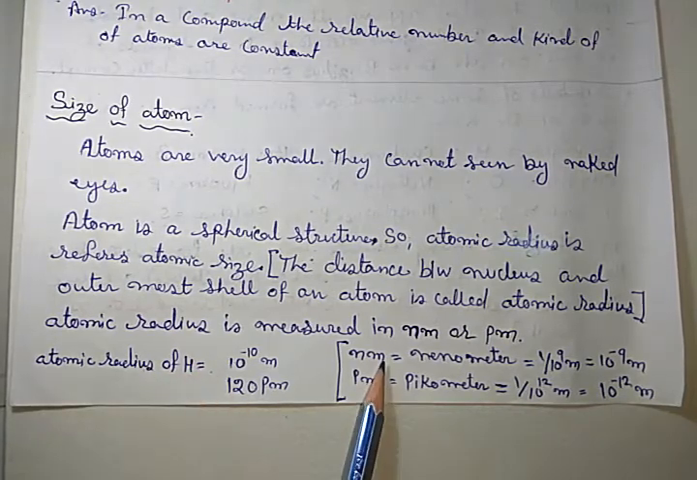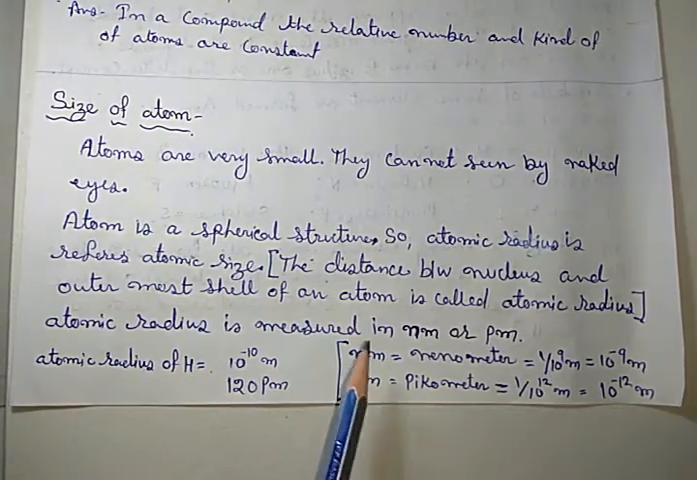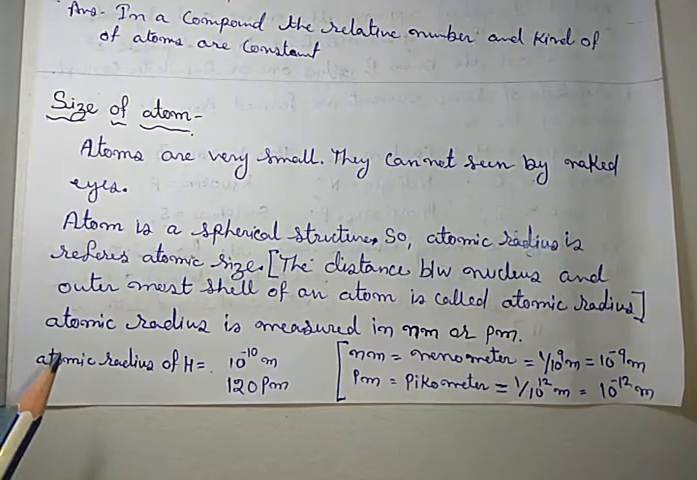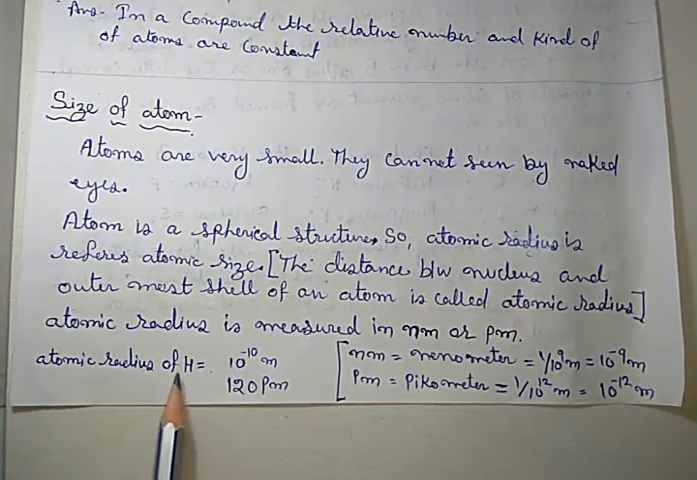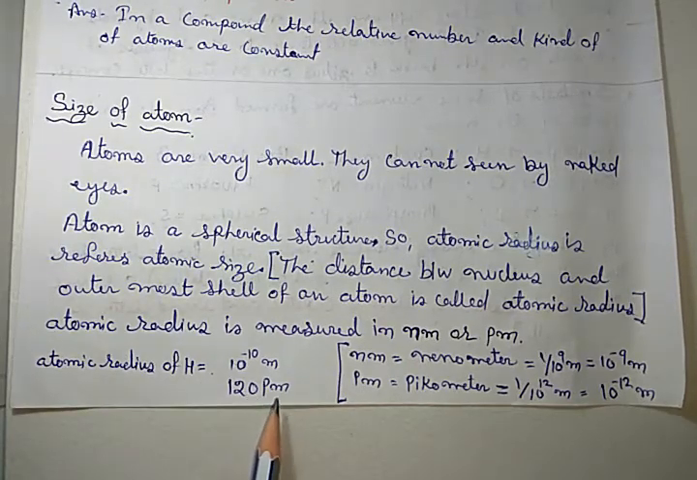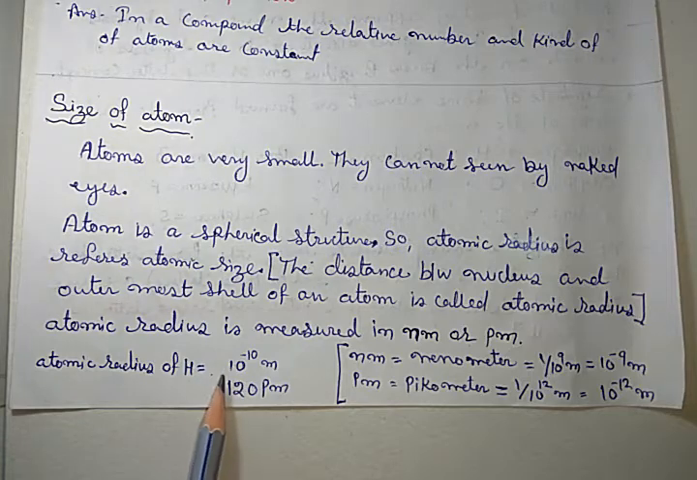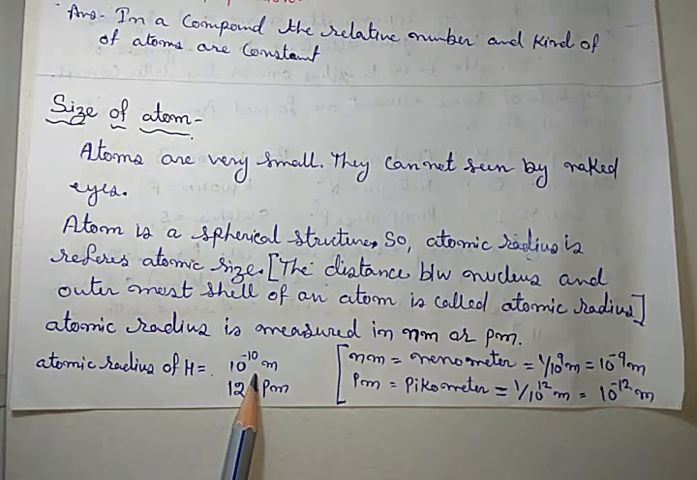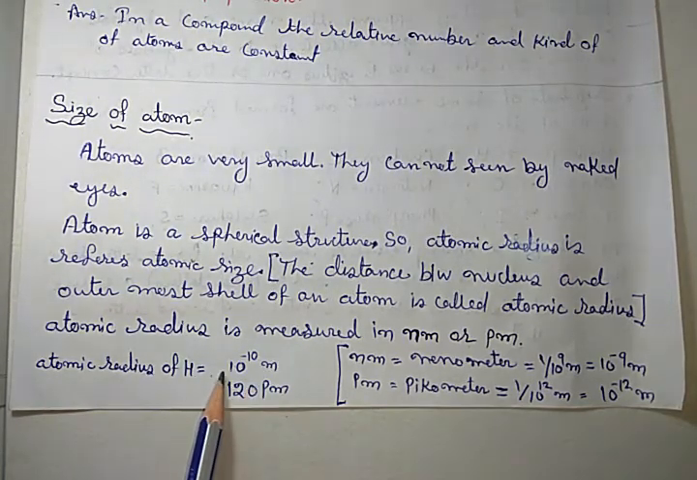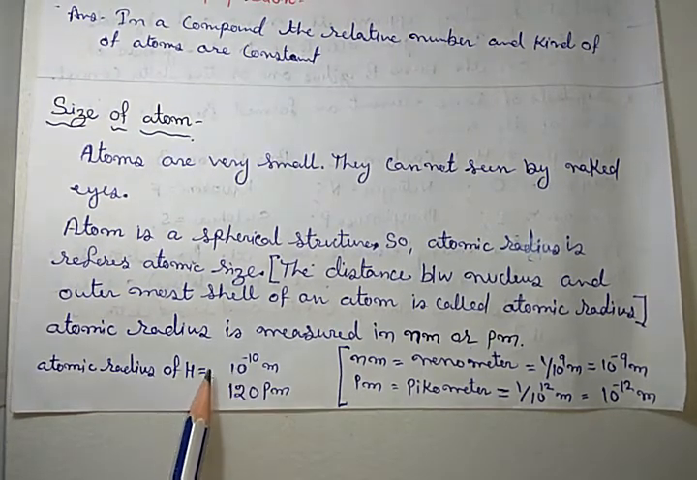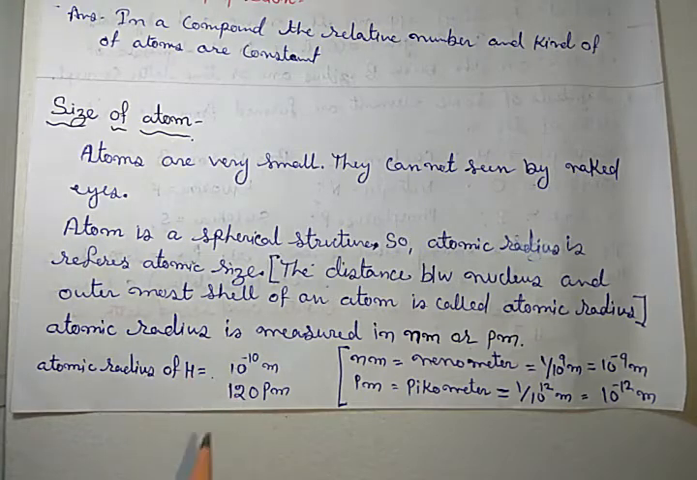These two units are used to describe the atomic radius. For example, the atomic radius of hydrogen is 120 picometer, or if we consider it simply in meters, then it is 10 to the power minus 10 meter. Here the exact value is not that, it is 0.12, but for simplification we consider it as 10 to the power minus 10 meter.